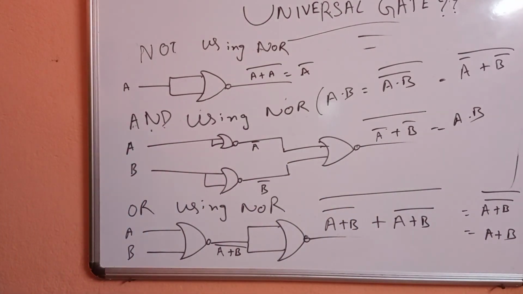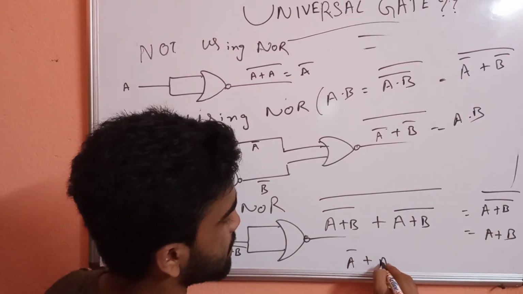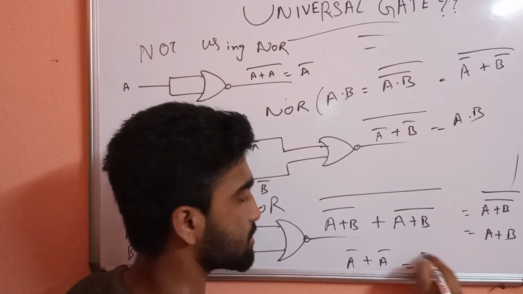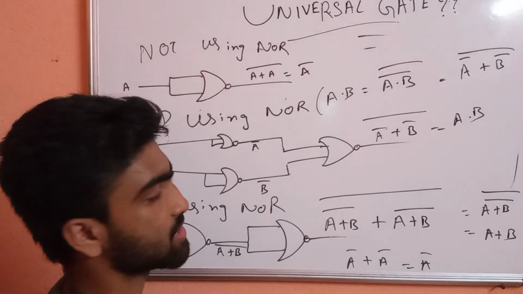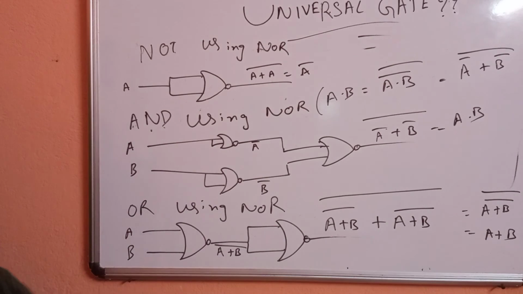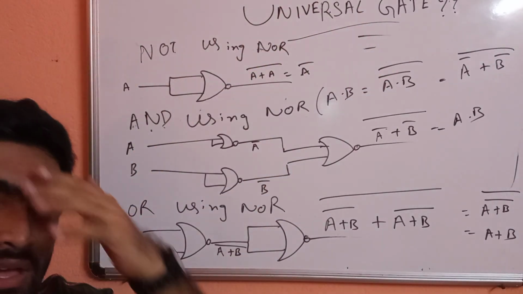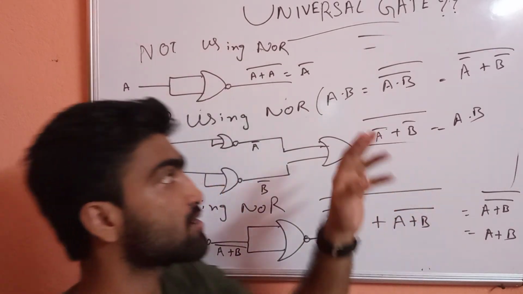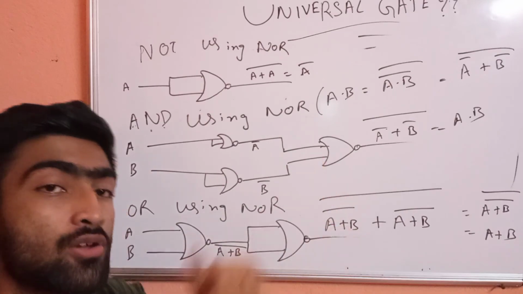I hope you understood this rule, simple rule. If this was A bar plus A bar, what will be the output? A bar. Instead of writing only A, I have A plus B plus A plus B whole complement, simply. So see, no other operation remains. NOT operation is done, AND operation is done, OR operation is also done using both the universal gates NAND and NOR. That's why they are called universal gates. They are called universal gates because all the operation expressions can be done using NAND and NOR.